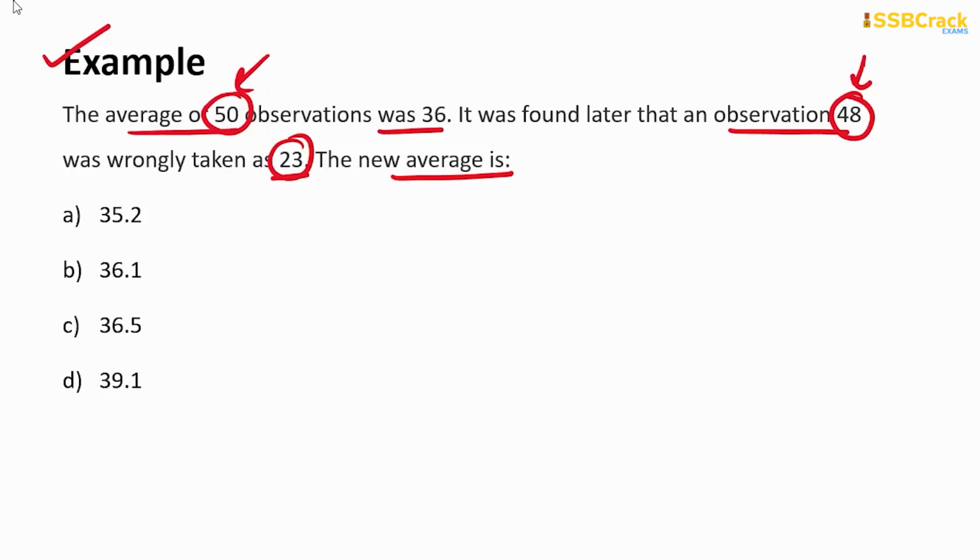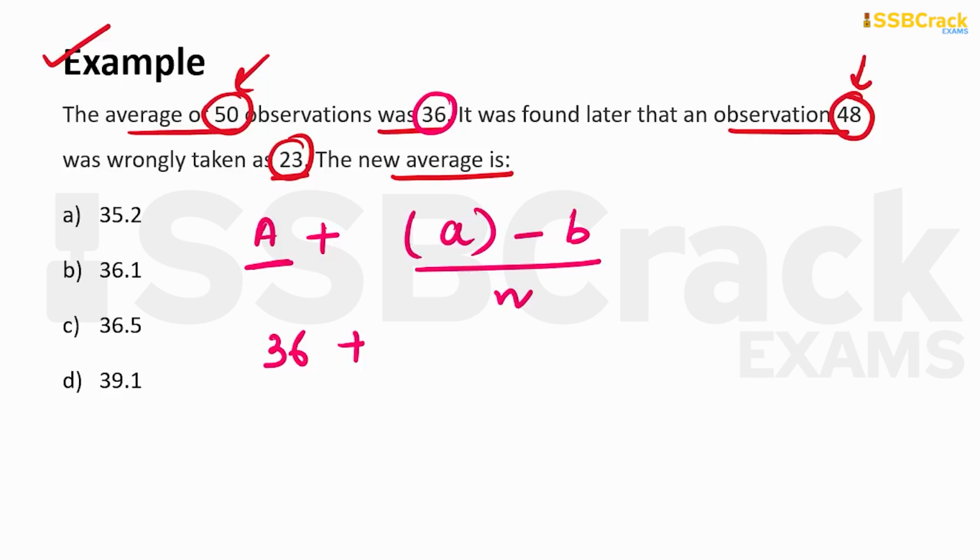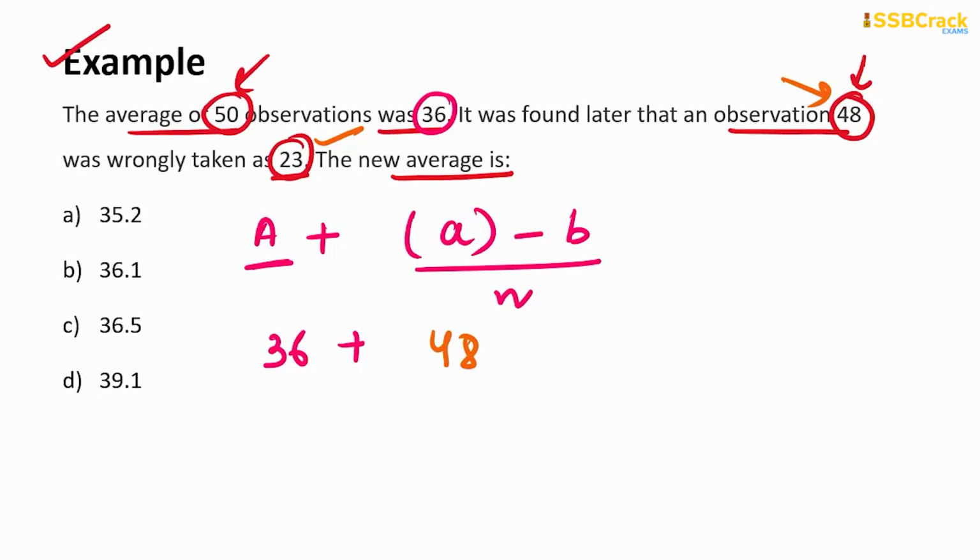So firstly we know the formula, and it is A plus, here we know A only because we have taken only one observation wrong, minus B, divided by n. Okay, so here A, that is the previous average, is 36. Okay, plus firstly we will add the correct digit. So the correct number is 48, because we have taken it as 23. So 48 is the correct number. So 48 minus 23, which was the wrong number. Okay, divided by the total number, that is 50.